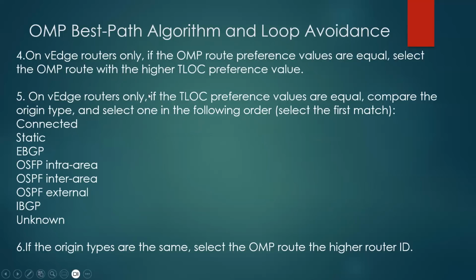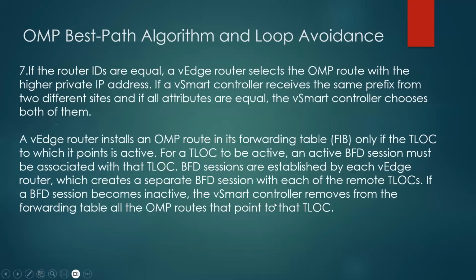Then suppose if points number 1 to 4 are equal, then it will check the origin type. Means the routes that we are getting are connected, static, eBGP, OSPF, etc. According to that, it will choose the best path, means it will install that route as the best path route. Finally, it will check the OMP route with higher router ID.